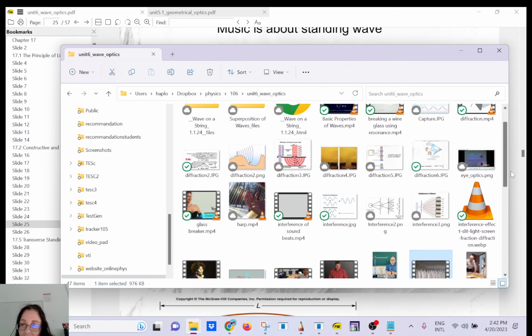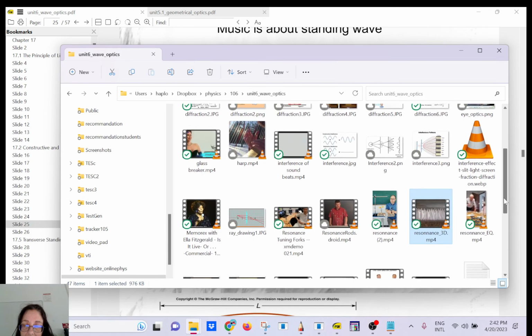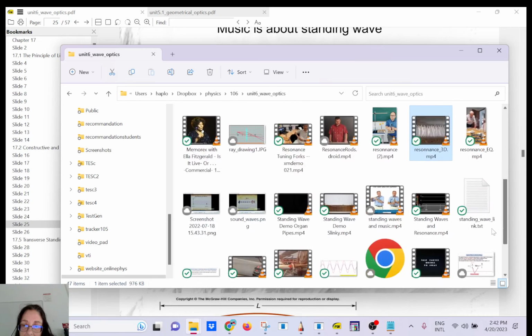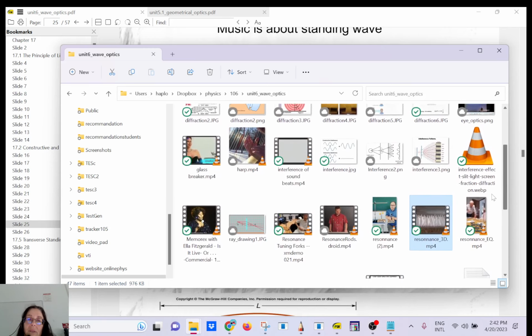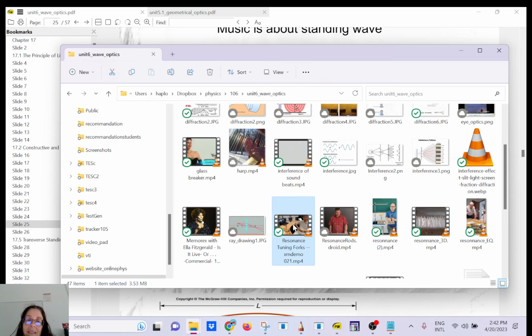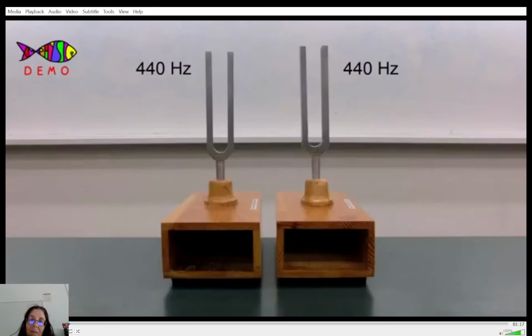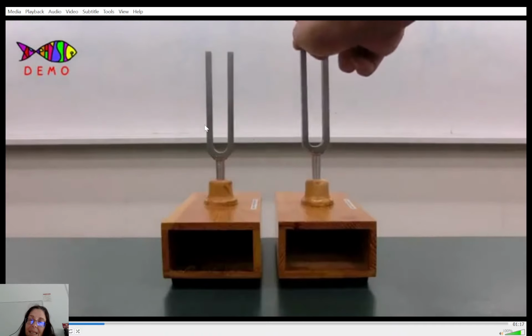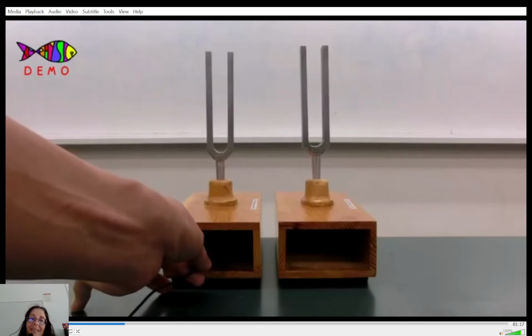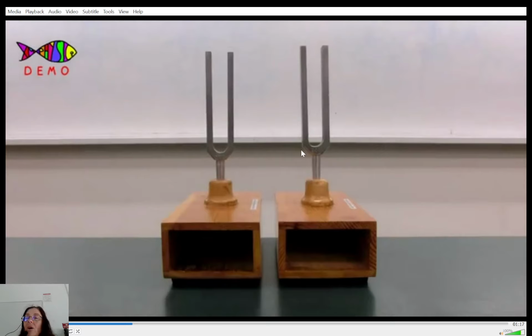I have another one I wanted to show you. You can do that with tuning forks. So two tuning forks of 440 hertz. You see that? He only strikes this one, but this one has the same frequency. Okay, so it's resonance frequency, so it will also vibrate.